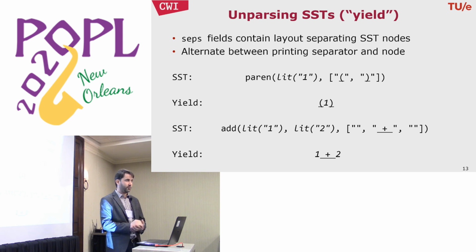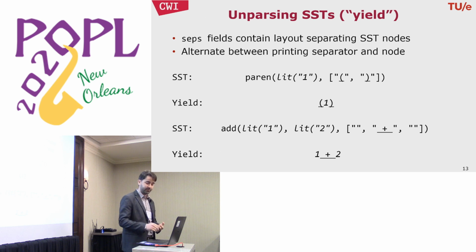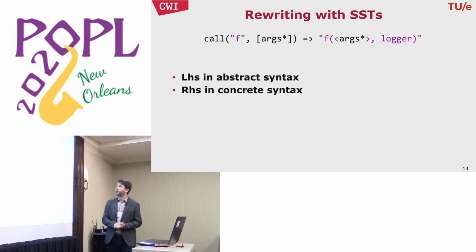So if we look at what rewriting would look like with separator syntax trees, let's consider this rule here. This is a rule that matches a call node to a function f, and saves the arguments to the meta variable args. And it rewrites it to a function call to the same function f with the same arguments, but it adds some logger argument here. So what we see now is that the left-hand side of this rule is no longer matched against an abstract syntax tree, but it's matched against a separator syntax tree, which means that the args meta variable has associated layout.